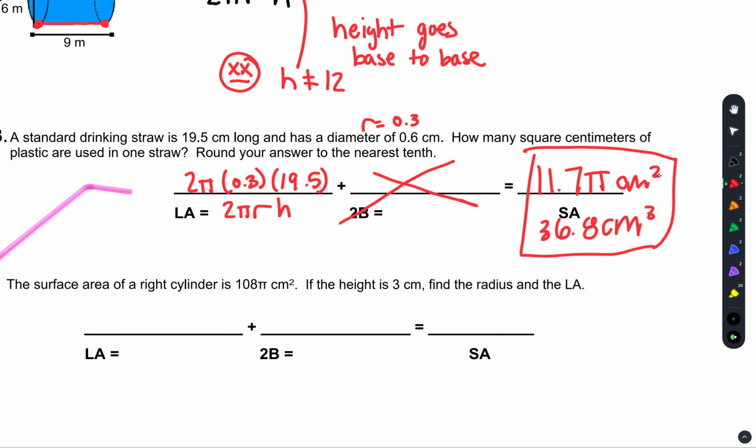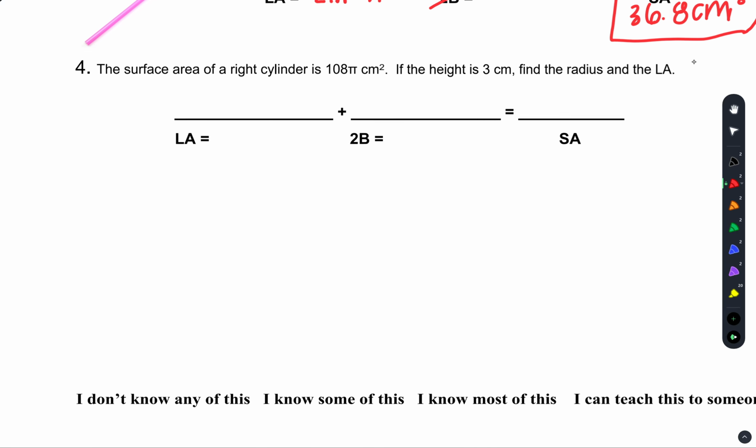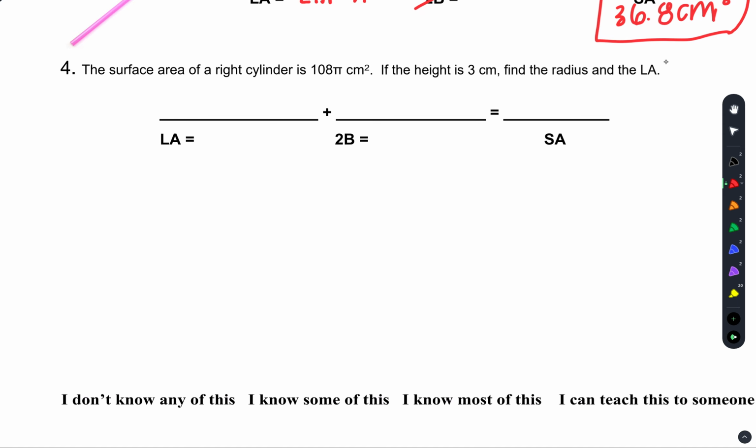One more. This is like that last problem that we did yesterday. So in this one, we are starting with our surface area, and we are finding a missing measurement. So when I am already given the surface area, the first thing that I like to do is put that surface area all the way at the end right away. I know that that surface area is 108 pi. I'm just going to leave it there on the end.